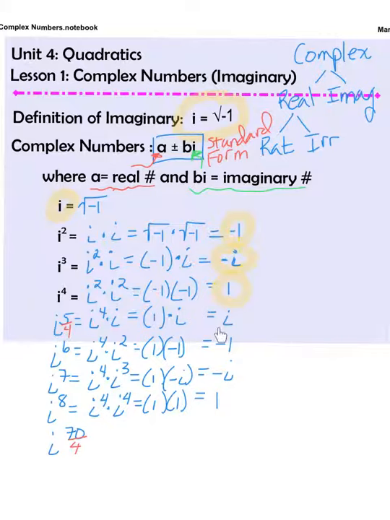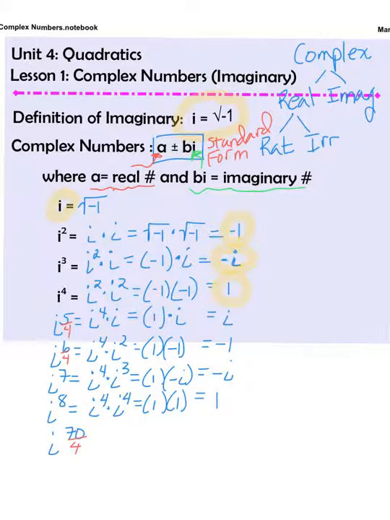That one remainder is the number of i's I have out here, so I have i to the first. Well, if I divide 6 by 4, 4 goes in there once with 2 remaining, and I have i squared. That's my 2 remaining. Well, i squared is a value of -1. Notice that my answer was -1.